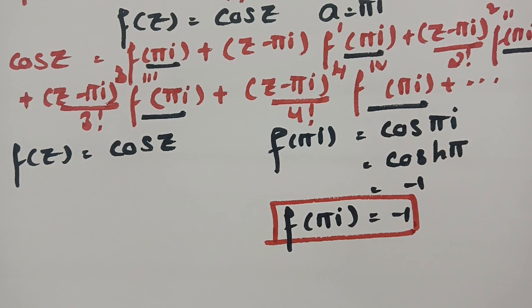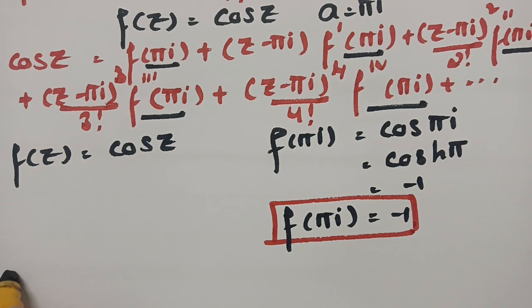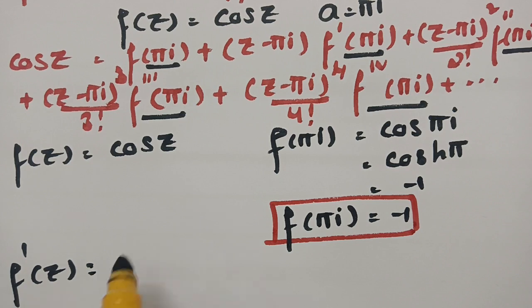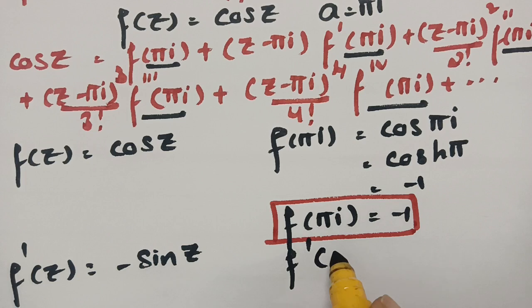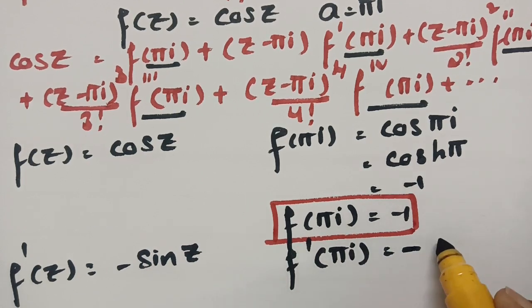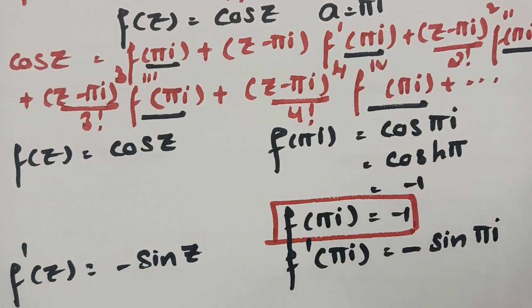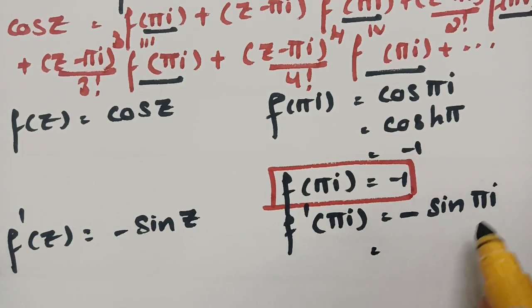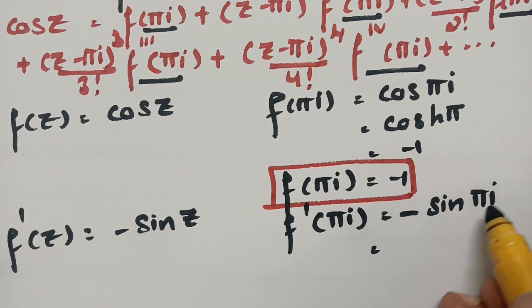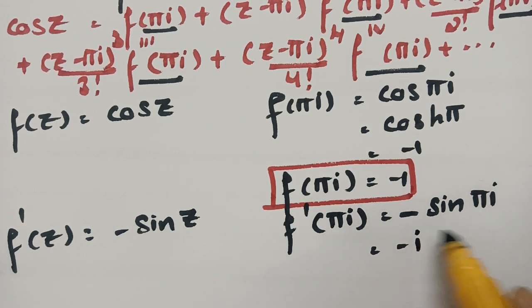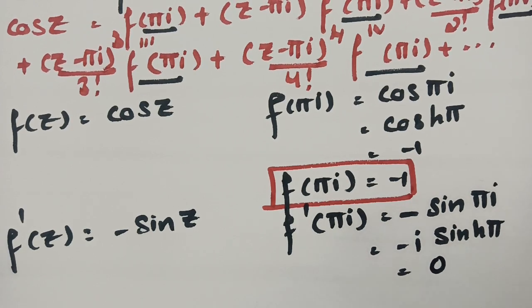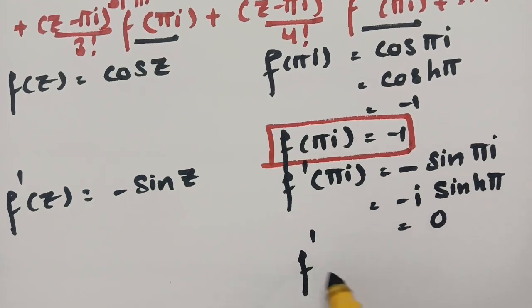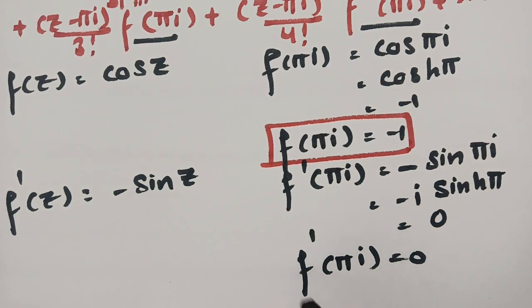And the next thing here is f dash. So we have to take one derivative of it. For cos z, this will be minus sin z. So f dash of pi i value will be minus sin pi i. Here, if you transform into hyperbolic function, the i comes out and sinh of pi. So sinh pi value is equal to 0. Therefore we got f dash of pi i value as 0. Clear? So f dash of pi i value is 0.